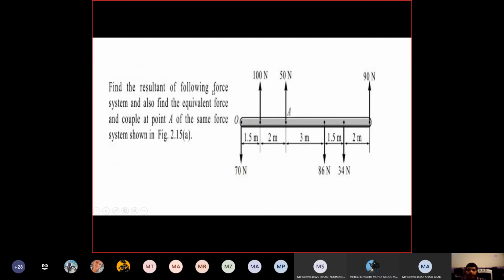Find the resultant of the following force system. Following means this force system. This force system. And also find the equivalent force and couple at point A. Okay, now? Till now we have completed half of the part of the question.